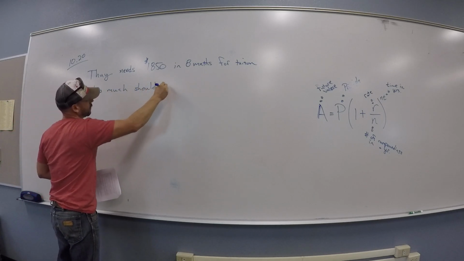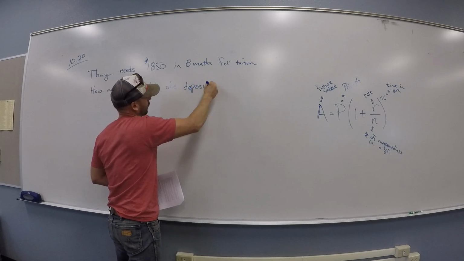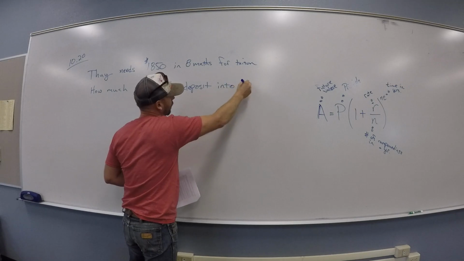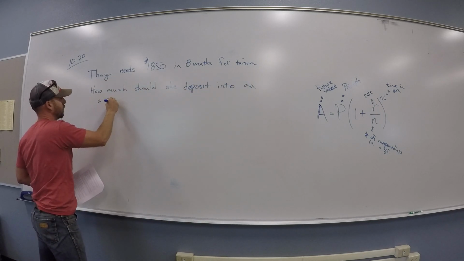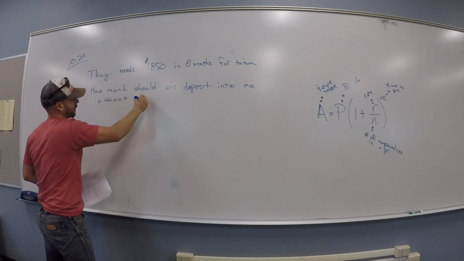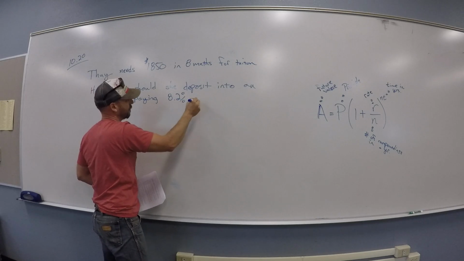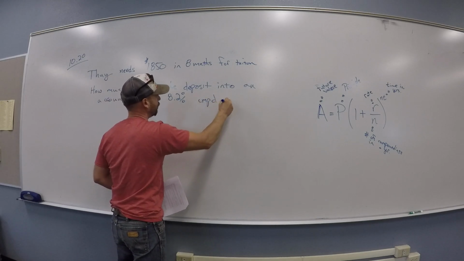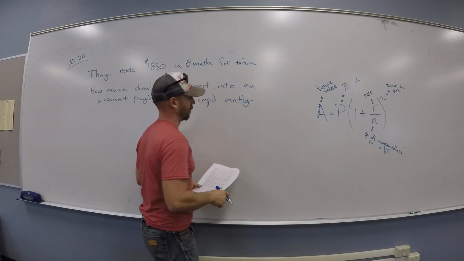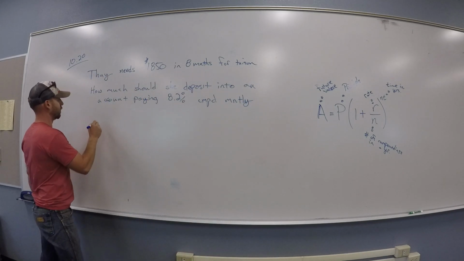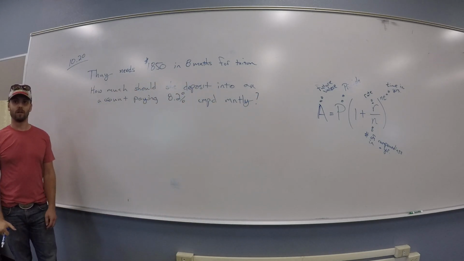So should she deposit into an account paying 8.2% compounded monthly? So 8.2% over total.